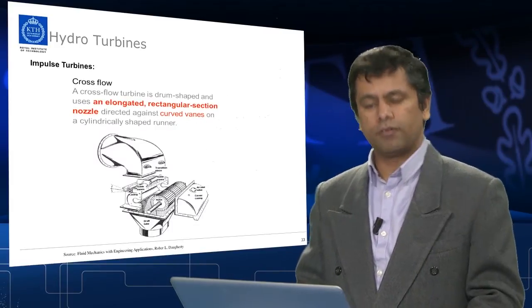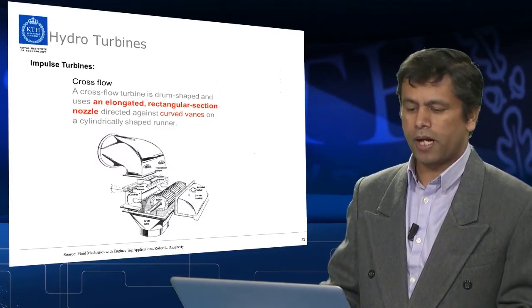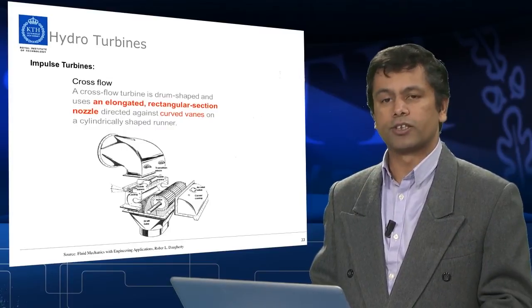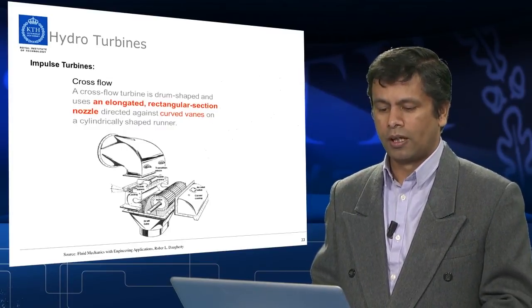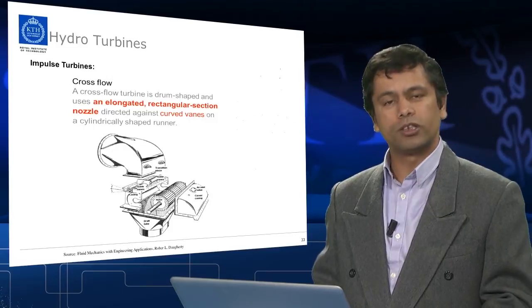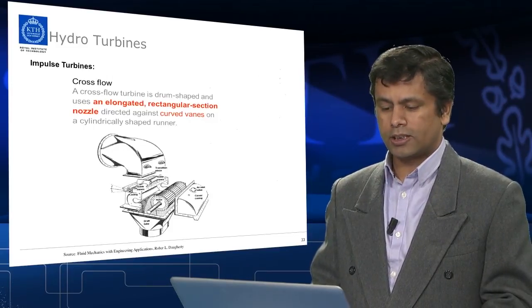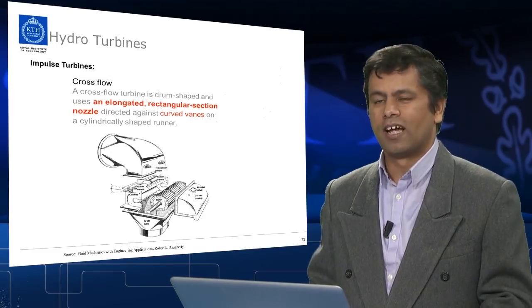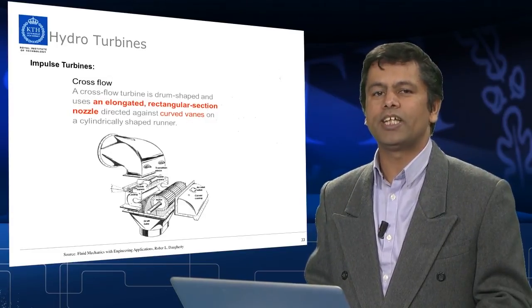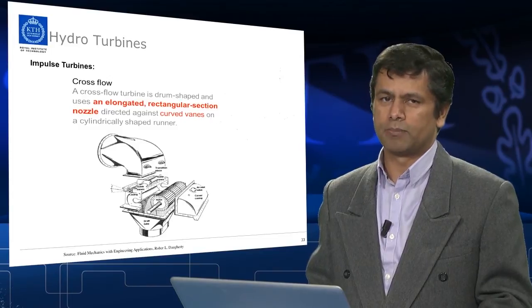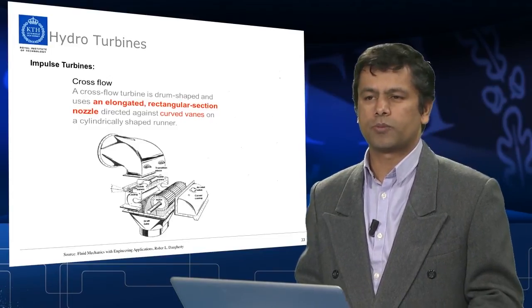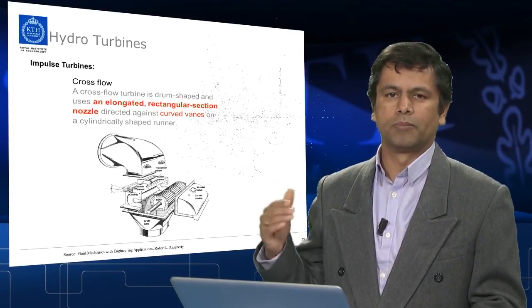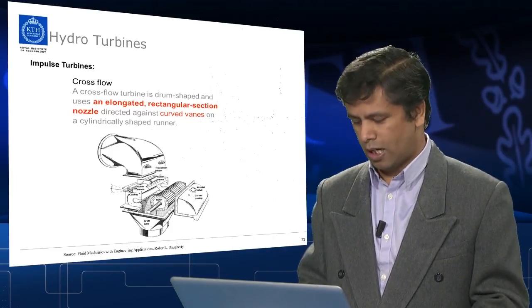Another example of an impulse turbine is the cross flow turbine. A cross flow turbine is drum shaped and uses an elongated rectangular section nozzle, and this is directed against the curved vanes on a cylindrically shaped runner. This kind of turbine is mainly used in micro hydro ranges, and the cross flow turbine is not meant for big hydropower projects.